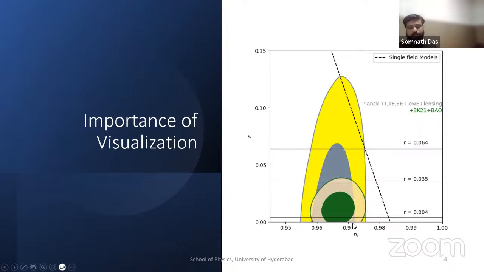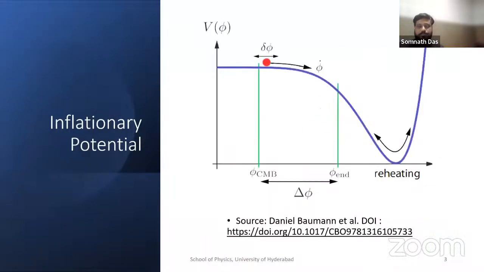There are two inflationary parameters, r and n_s. r is the tensor-to-scalar ratio, which has something to do with primordial gravitational waves, and n_s is the scalar spectral index. From the observational data, we can plot contours like that, and for individual models, we take data points. Here it's a single-field chi-square model. We can see it is going outside the data points, and accordingly we can draw inferences out of it.